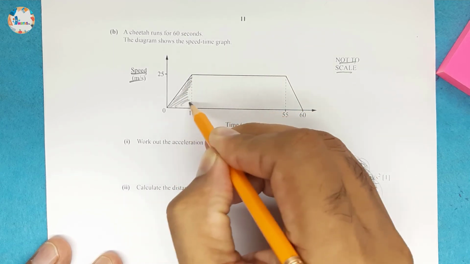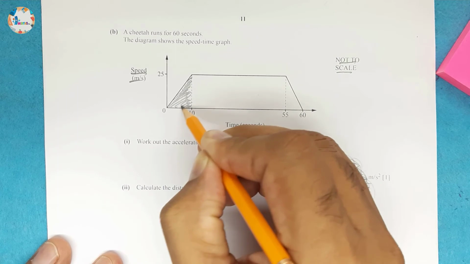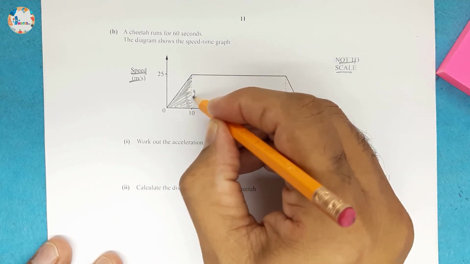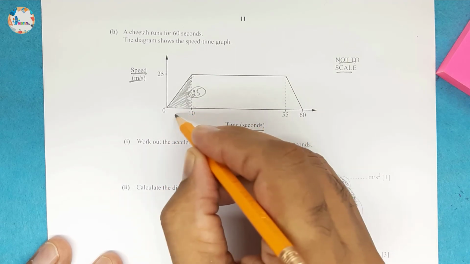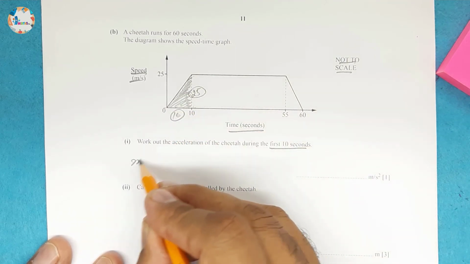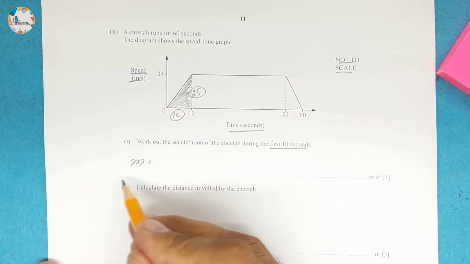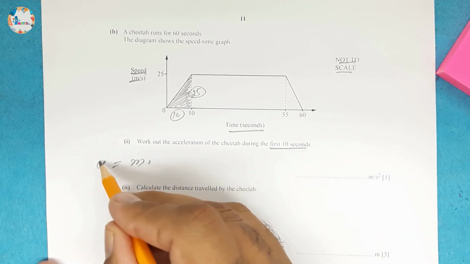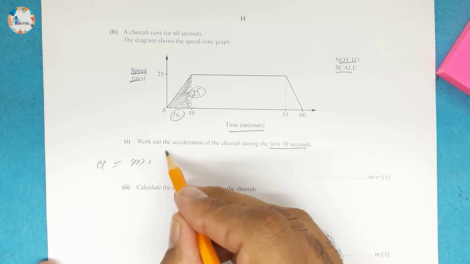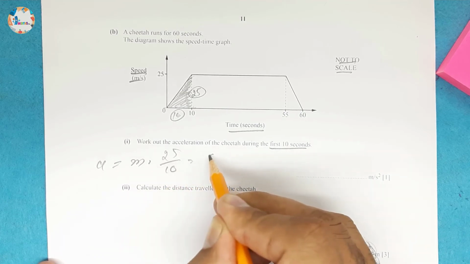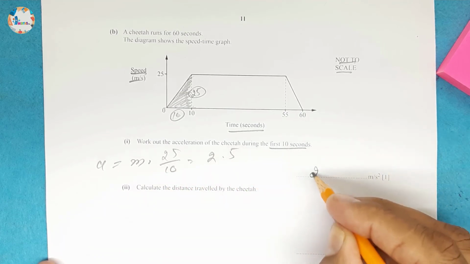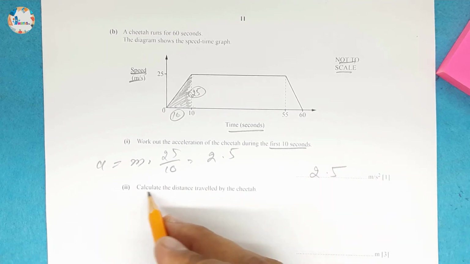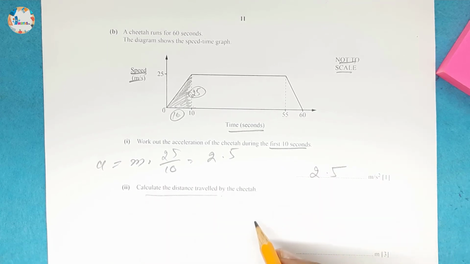So we can find the gradient by using this triangle. This height is 25 and the run is 10. So the gradient, which in this case is basically acceleration, so we can write a is equal to gradient, which is 25 over 10, which is equal to 2.5. So 2.5 meters per second squared will be the answer. Then calculate the distance traveled by the cheetah.